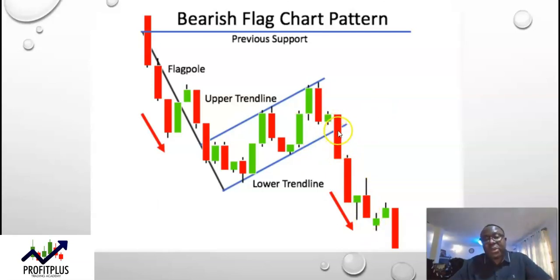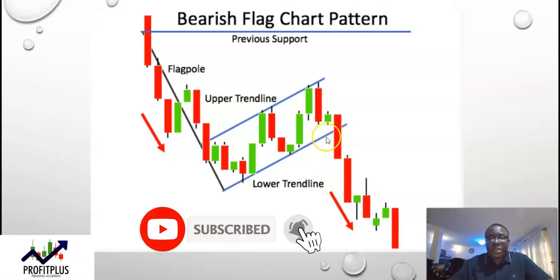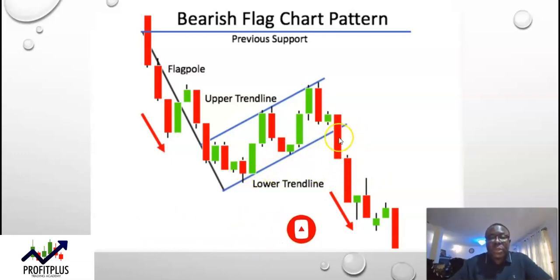Some people might enter wrongly and be taken out of the market prematurely, and you find the market still moves down, accumulating a lot of pips, but they were taken out prematurely because they lack the knowledge of how to enter the markets effectively. All right, so a breakout from the lower time frame gives an opportunity to enter a selling position.